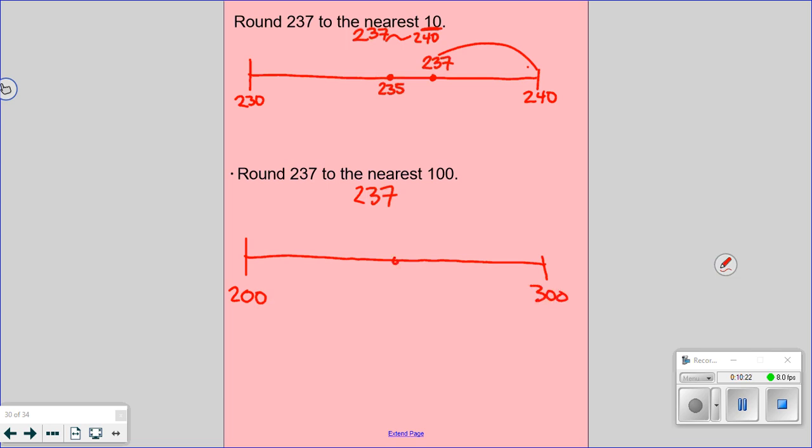Macklin, what's my middle? Yes, thank you. 250. Now where does 237 go? Bryson? Before 250. Let's use these words: before or after? Before. Like super close to 250, in the middle, or super close to 200? I think the middle.